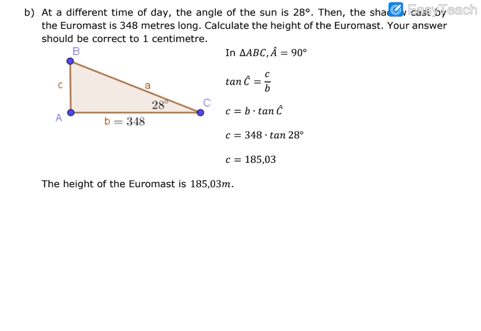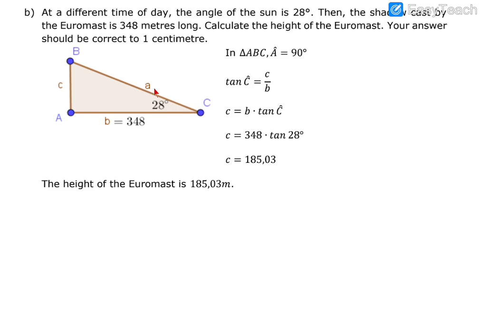The next exercise is the same exercise, but the B part, at a different time of day. The angle of the sun is 28 degrees. Then the shadow cast by the Euromast is 348 meters long. Calculate the height of the Euromast. Your answer should be correct to 1 centimeter.